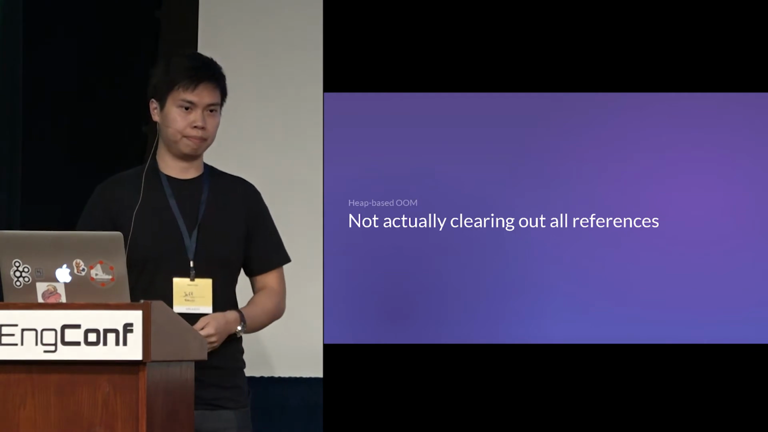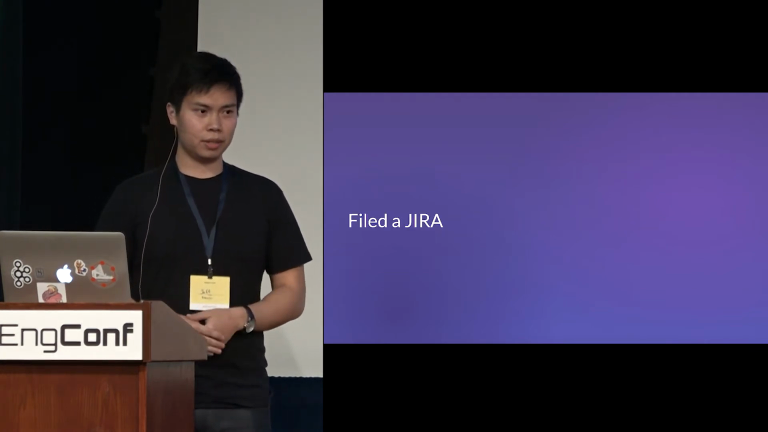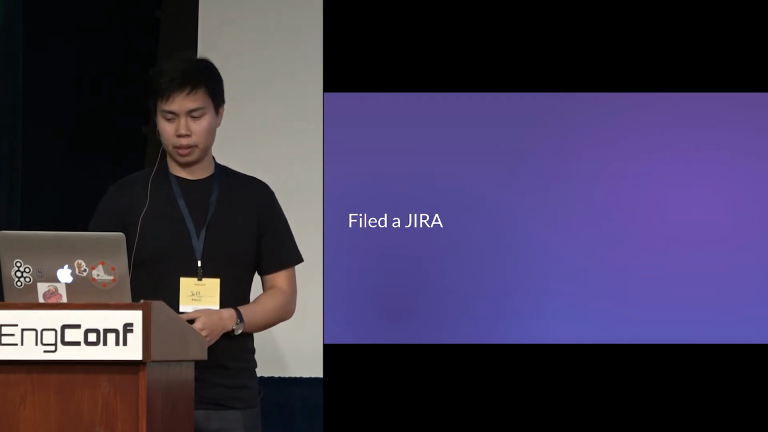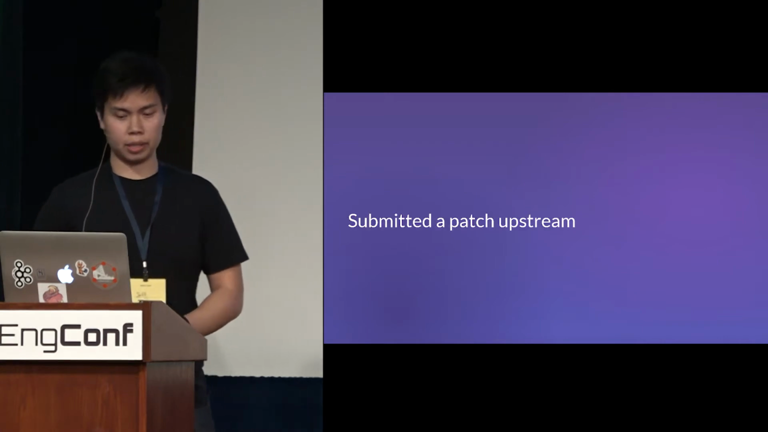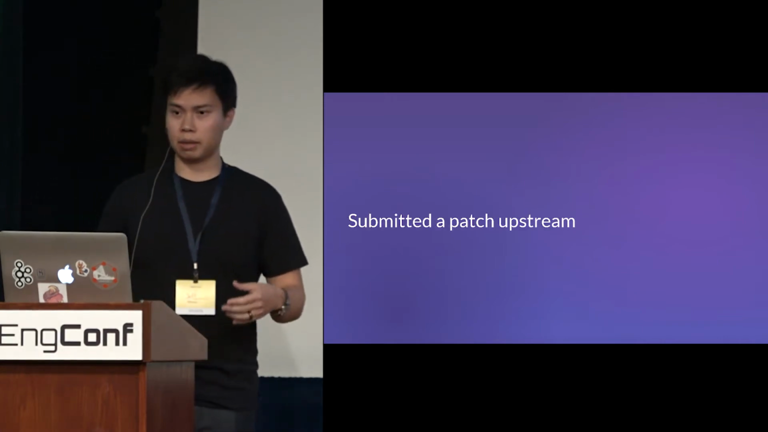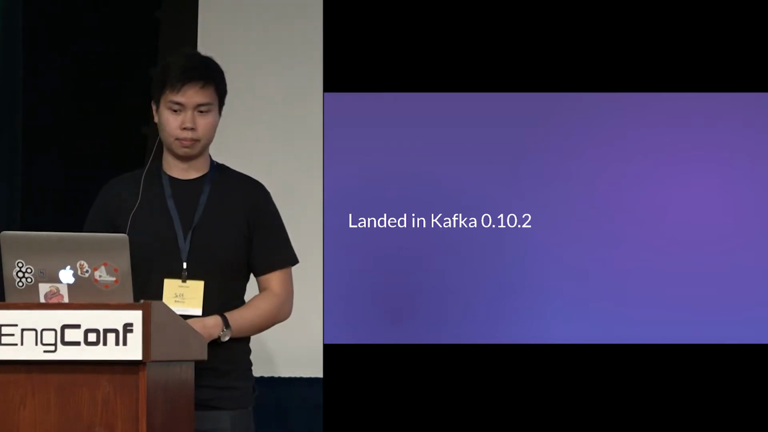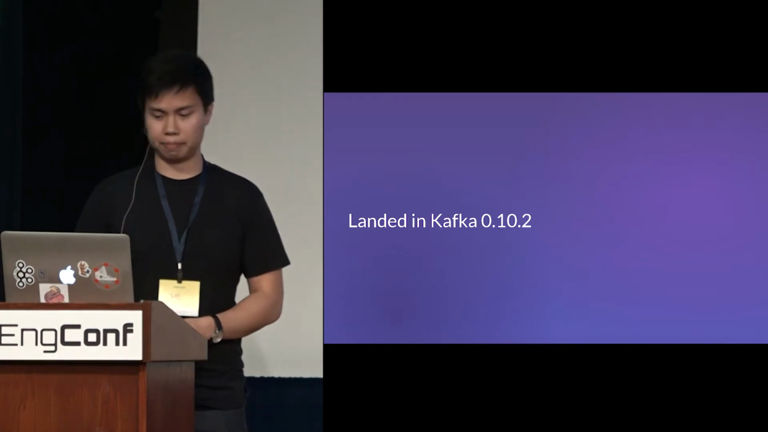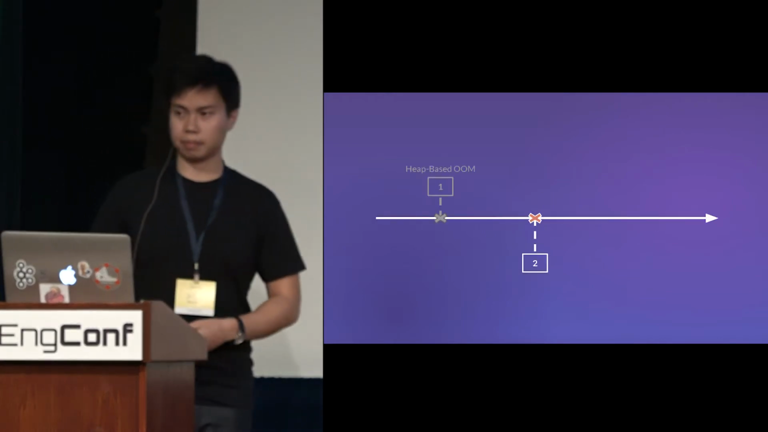So what did we do? We filed a JIRA. This JIRA turned out to actually block the release, and we then followed up by submitting a patch upstream. This patch got reviewed, merged in, and landed in Kafka 10.2. So you should probably upgrade Kafka. So that was our first issue, heap-based out of memory.